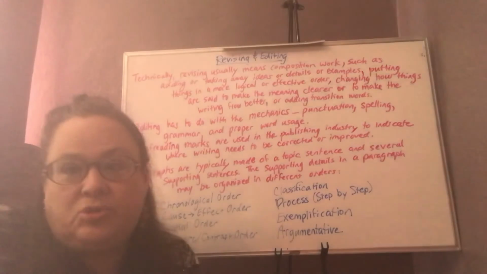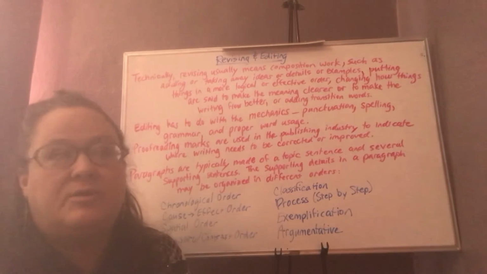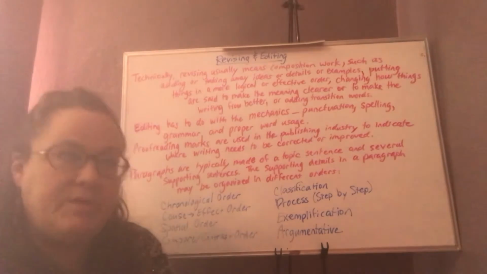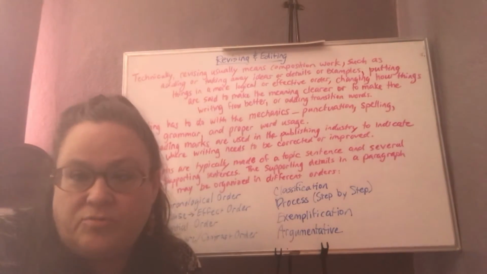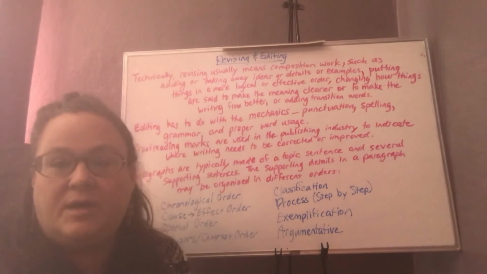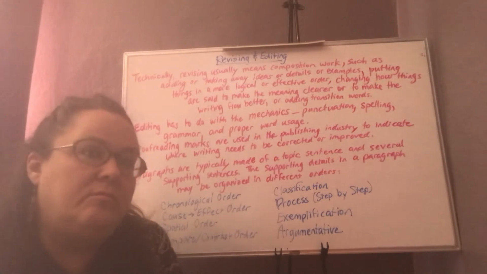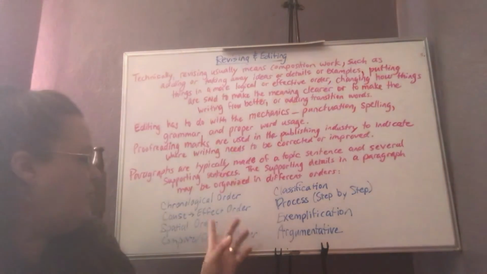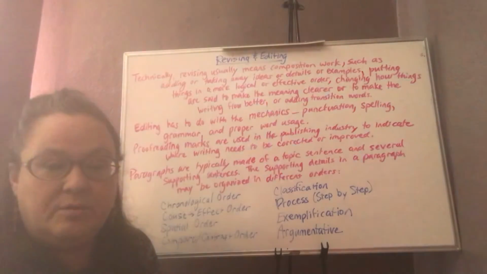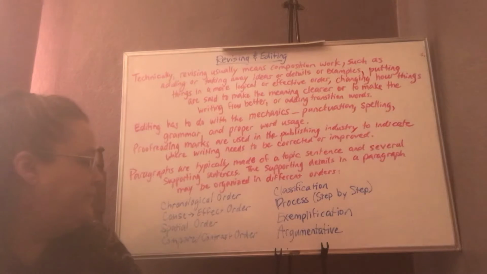Spatial order is usually for describing places. So if I were to describe my farm here, I might walk you through coming in the front gate and go around counterclockwise and then end up in the middle where our house is. But anyway, that would be one way to do it in spatial order, or maybe left to right, top to bottom, things like that.